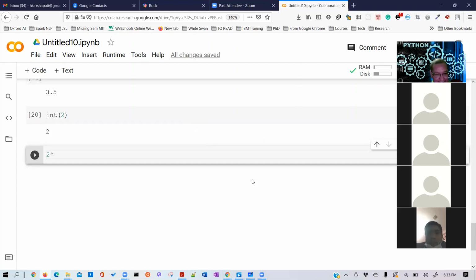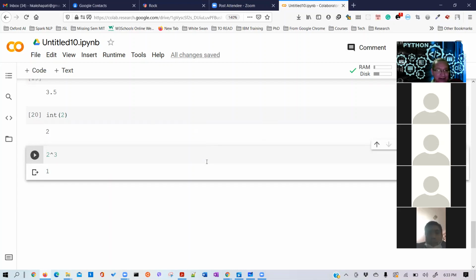I think Nishal said that it didn't work, so let's verify. Oh, it did something else. I don't know what it did, but it didn't give an error, and it didn't give us the correct answer anyway. It's called the caret symbol, and it didn't give me the correct answer.